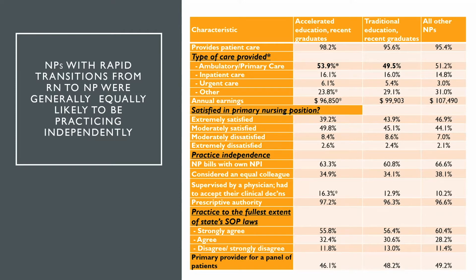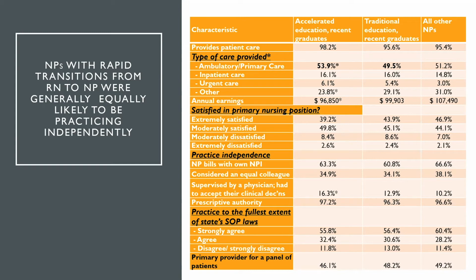So starting from the top, when you asked what type of care you provide, slightly more likely to be providing ambulatory or primary care for this rapid group, which is important for primary care supply, to think, yes, these programs do seem to be producing primary care providers at a good clip. Salaries were a little bit lower.